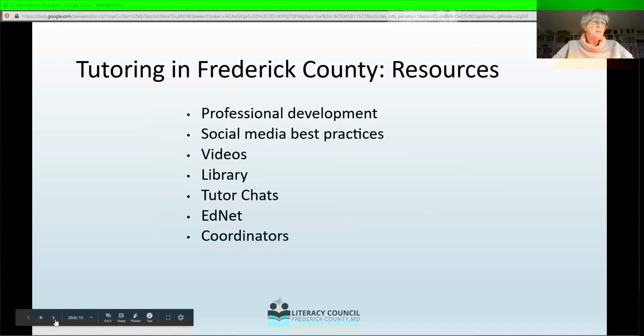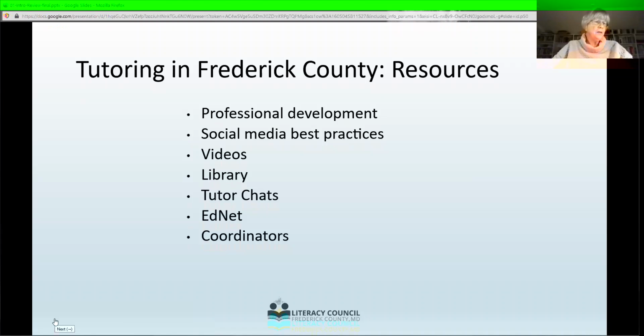Here's another slide that you've seen before. We want to remind you that even after this workshop, you are not alone in your tutoring journey. There are many resources available to you as a tutor, and you only have to ask. Currently, visits to the council library are by appointment only, but you can browse the library online on the Literacy Council website and request materials through curbside pickup. The volunteer tutor coordinators are available anytime by appointment for consultation and advice. Tutors from Washington County are also welcome to participate in the Frederick County Tutor Chats and professional development sessions.